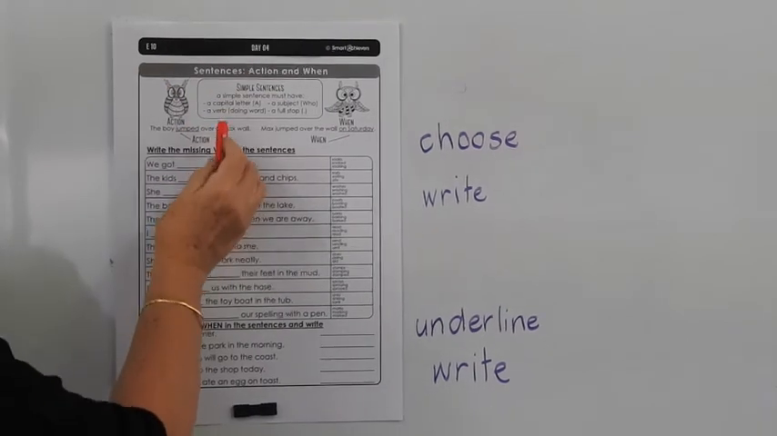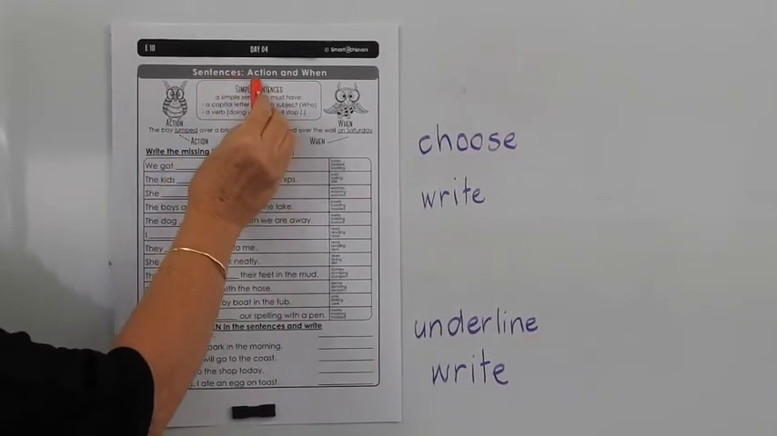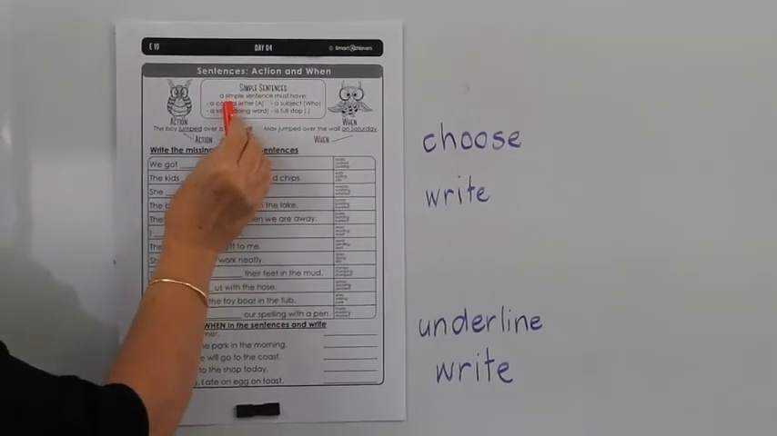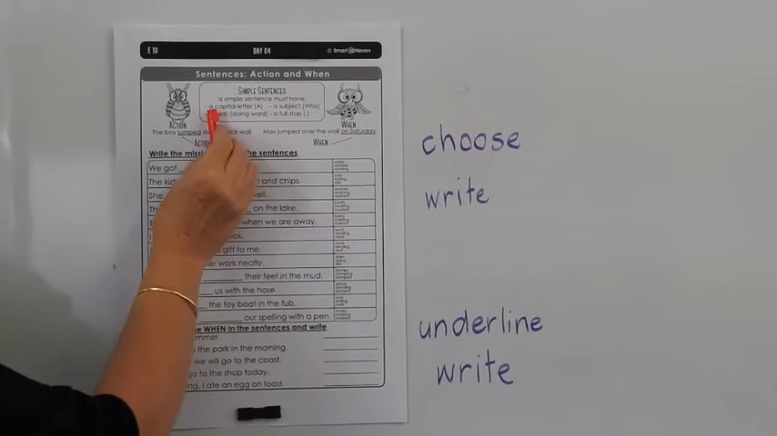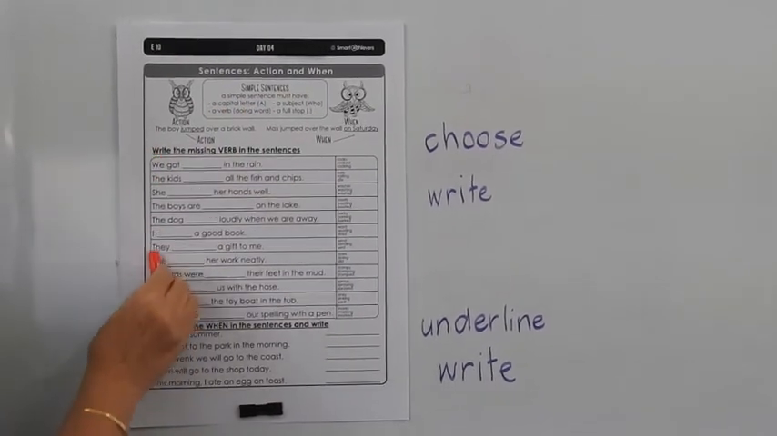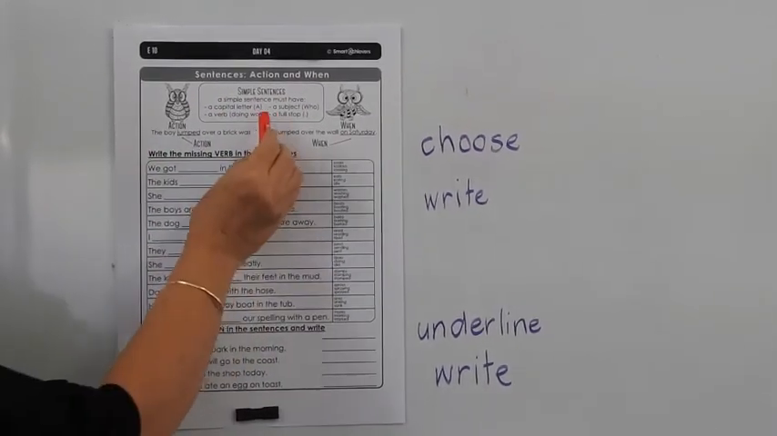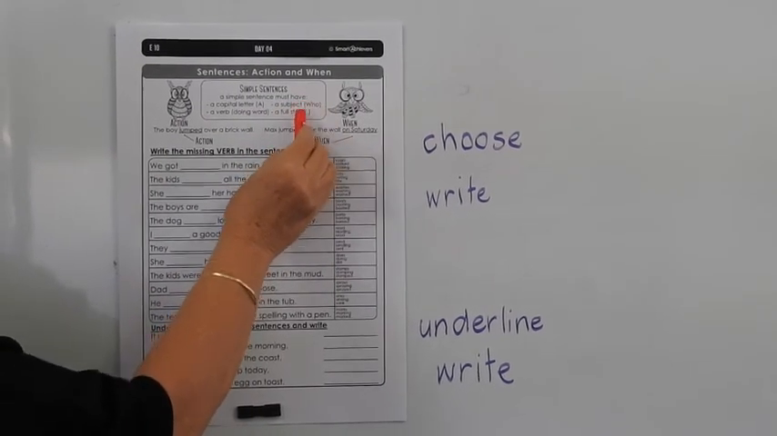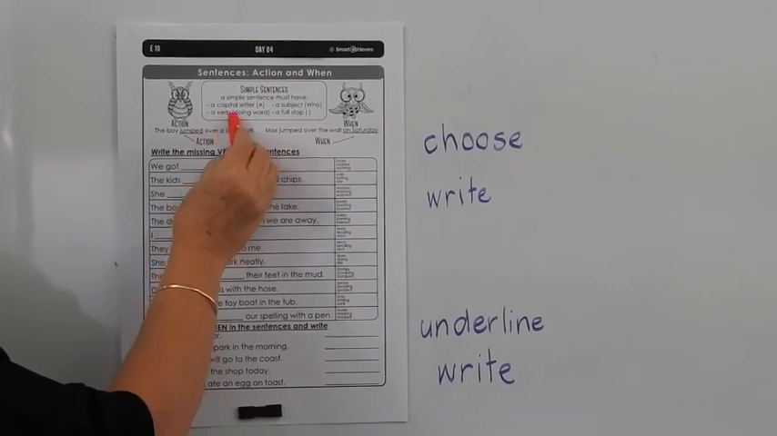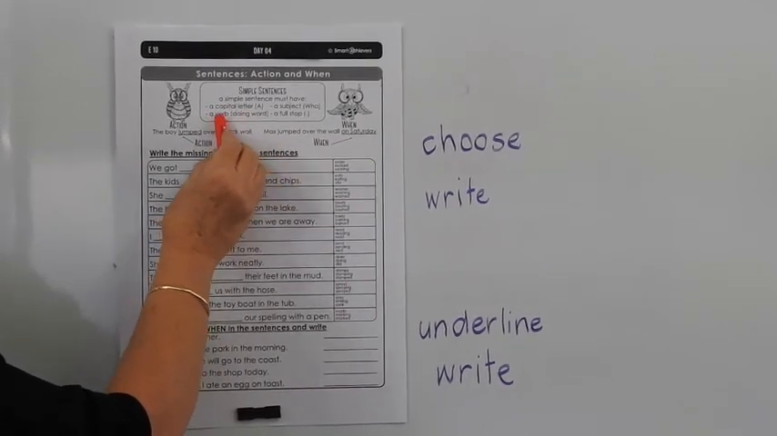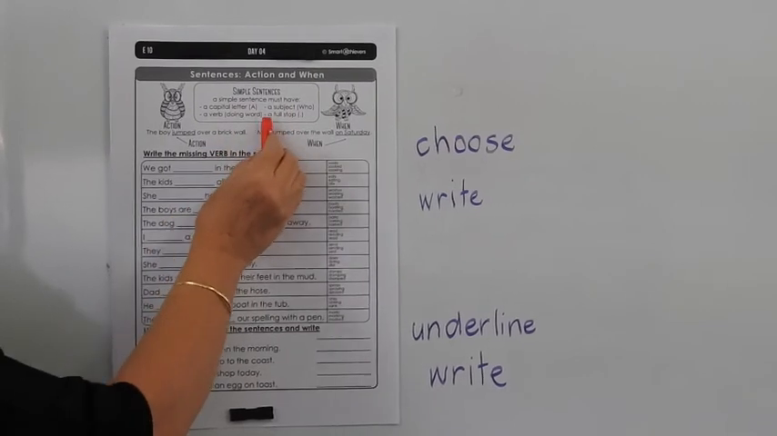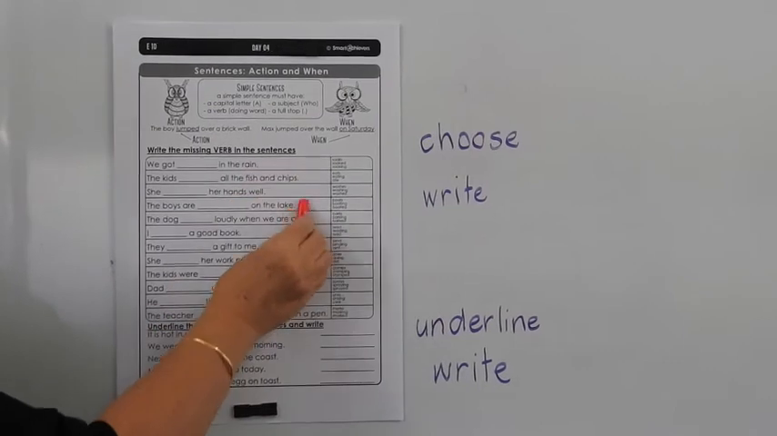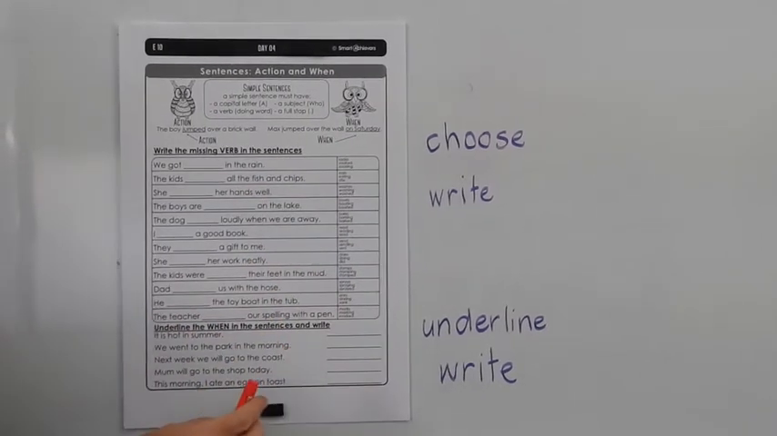E10 Day 4, we're talking about sentences and looking at the action and when in a sentence. So a simple sentence must have a capital letter. So all of these sentences start with a capital letter. A subject that tells us who is in our sentence. A verb, which is a doing word. It tells us what the subject is doing. And it must end with a full stop. So all of these sentences you can see end with a full stop.